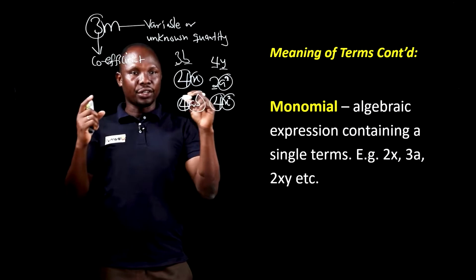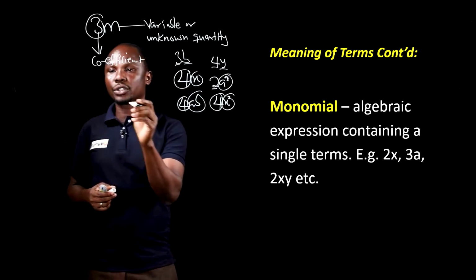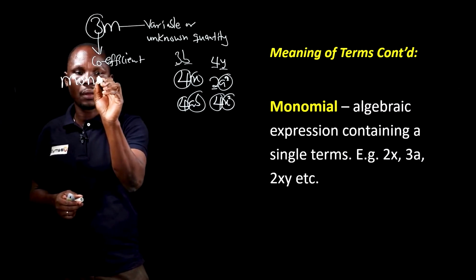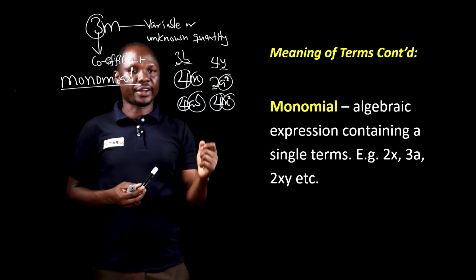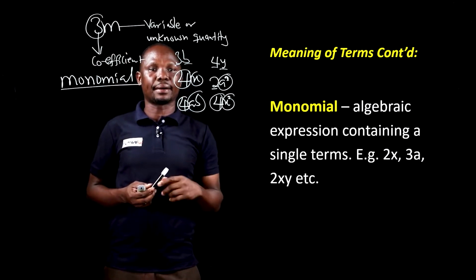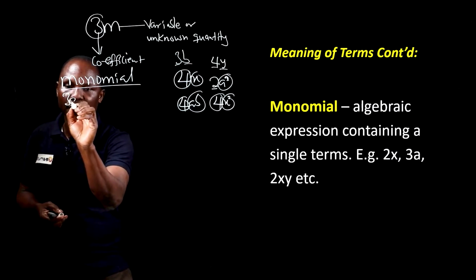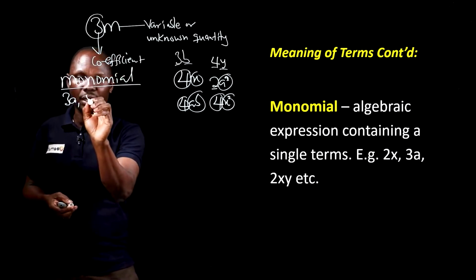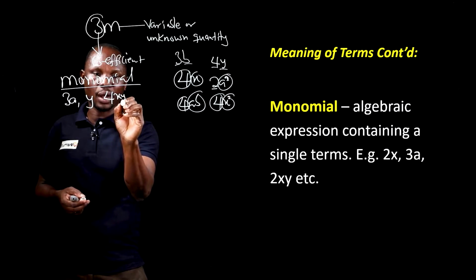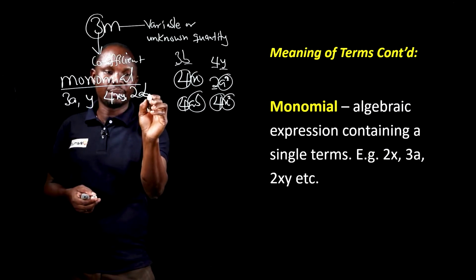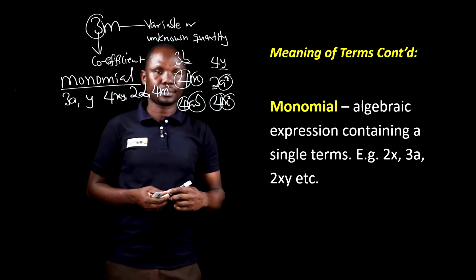Now, an algebraic expression containing a single term is what we call a monomial. So for example, 3a is a monomial, y is a monomial, 4xy is a monomial, 2ab is a monomial, 4m squared is a monomial.